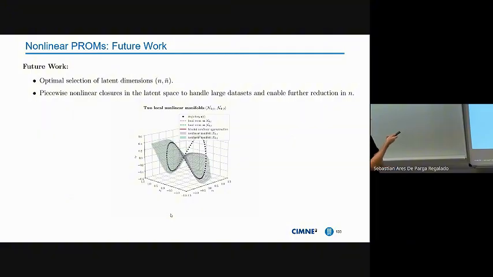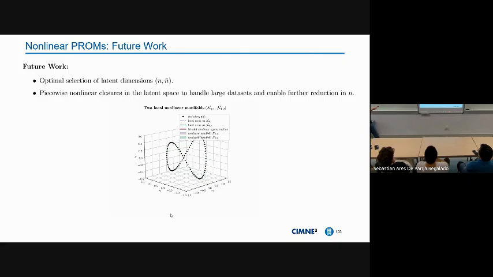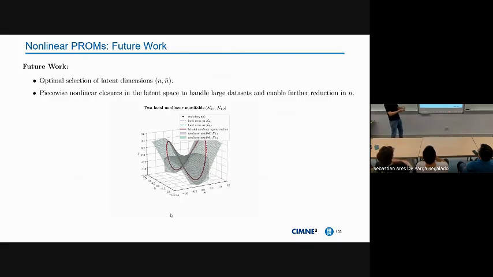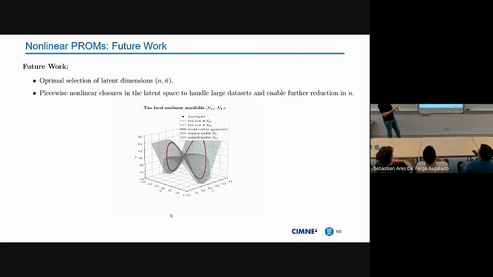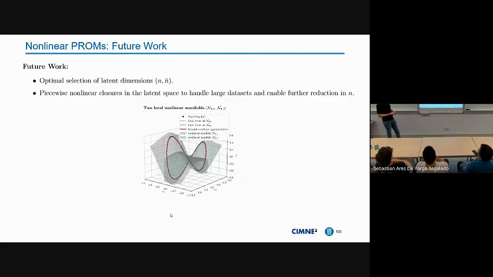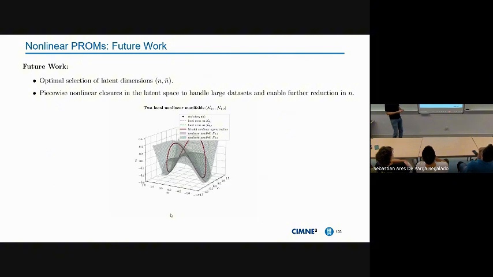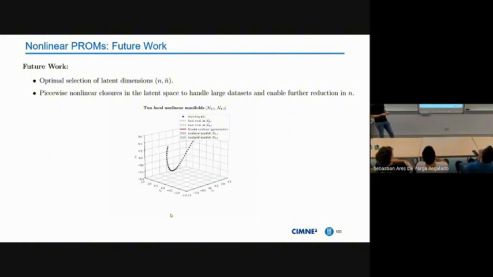As for future work related to this, this is fully compatible with the piecewise linear approximation. If the manifold becomes very complicated, we can do a piecewise nonlinear closure mapping. This is something I've been working on in the past months, and I have not faced many more problems than with the piecewise linear manifold. This can enable further reduction in n, even better.